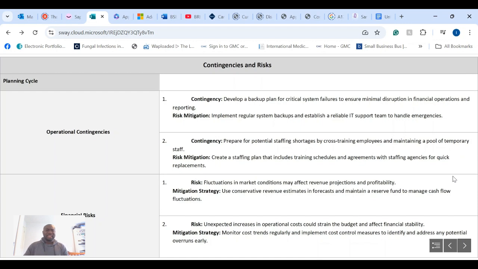In terms of financial risk, there could be fluctuations in the market conditions which might affect revenue projections and profitability. So we are going to be using mitigation strategies, like using conservative revenue estimates in the forecast and maintaining a reserve fund to manage cash flows. An unexpected increase in operational costs could be one of the risks, but we're putting measures in place to address any potential changes that could come up.